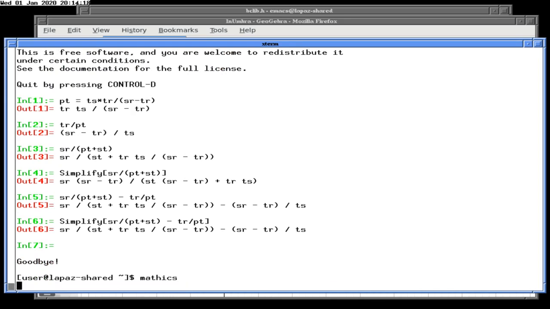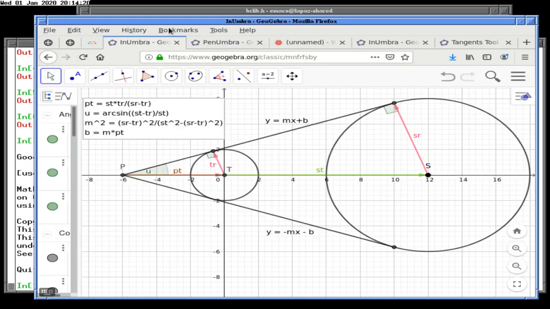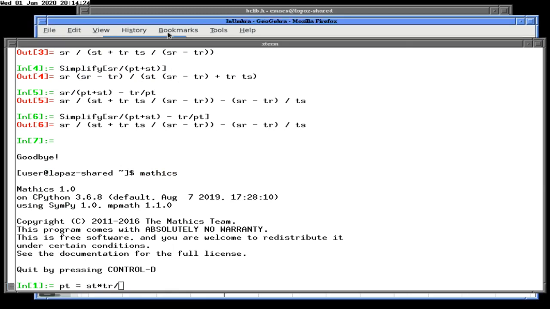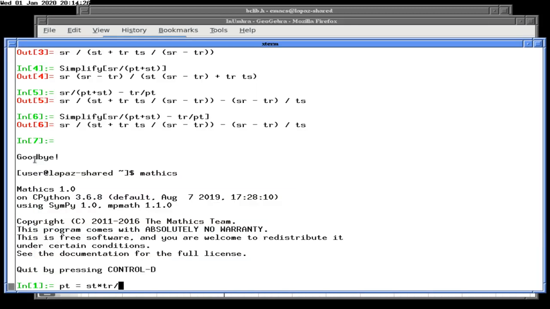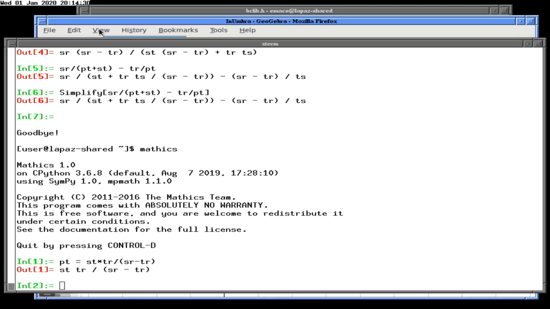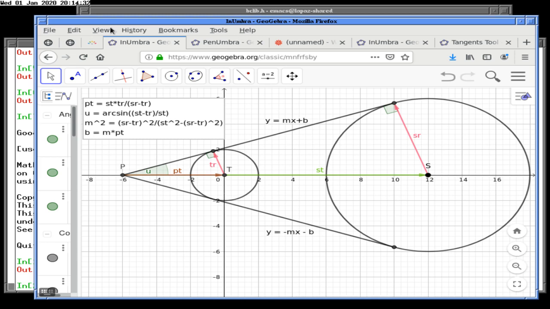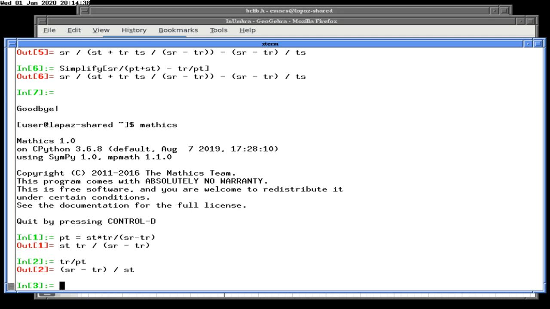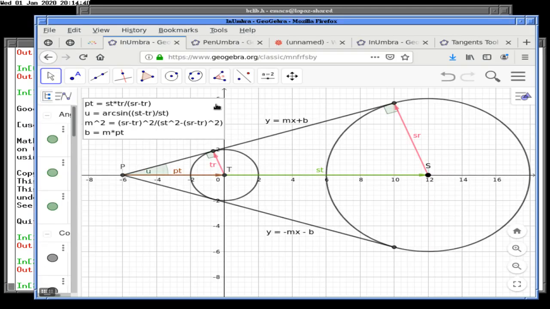Okay, PT equals ST times TR over SR minus TR. And this is probably a pointless waste of time. And that life is a pointless waste of time, so can't help you there. So we have TR over PT. Very nice and simple. Then we have SR over PT plus ST.